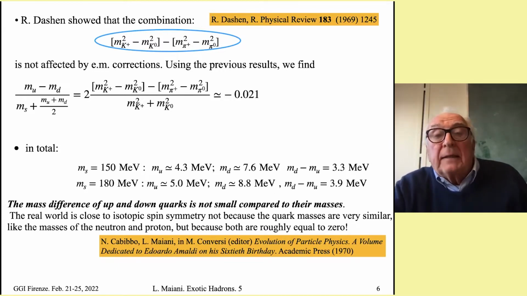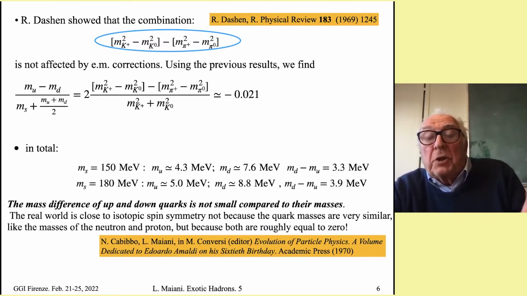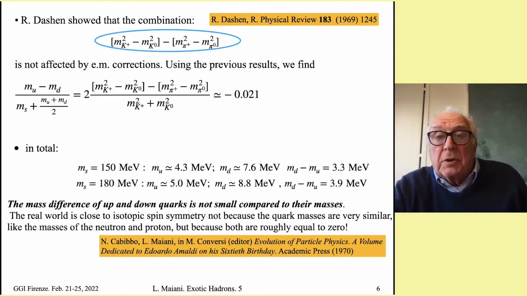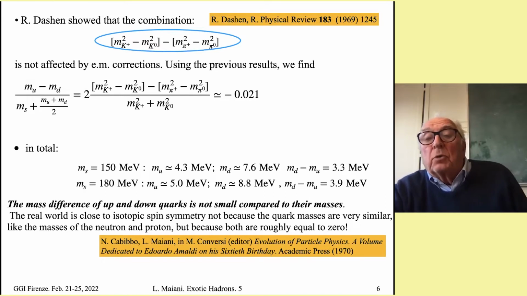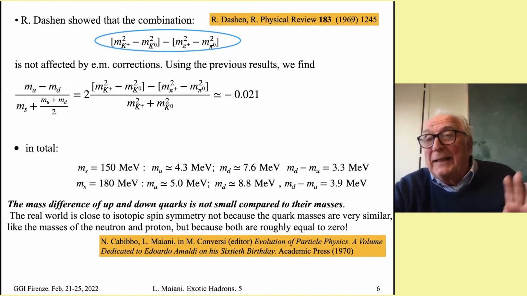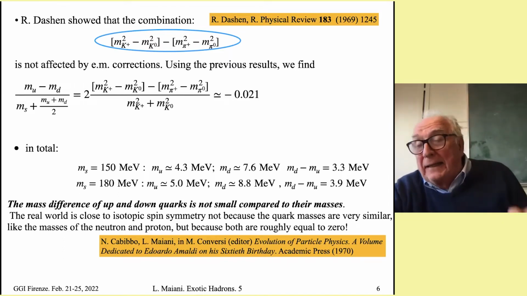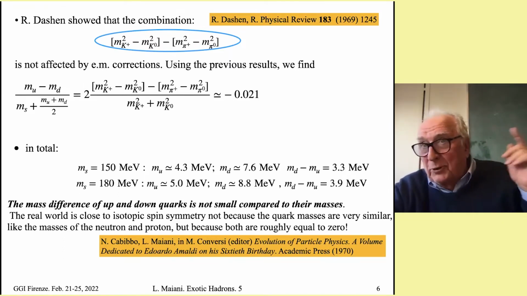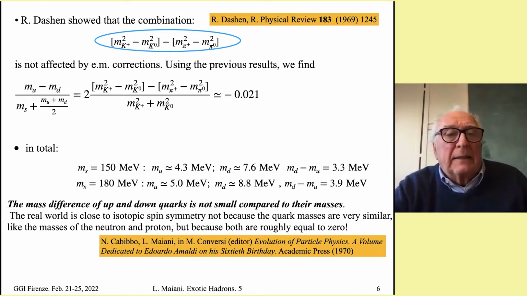If you do that, then you insert into this combination the previous equations that I had, and you get an equation for m up minus m down. And it's a very small number indeed, it's minus 0.021. The minus sign tells you a good thing, that the up quark is lighter than the down quark. So the proton will be lighter than the neutron.